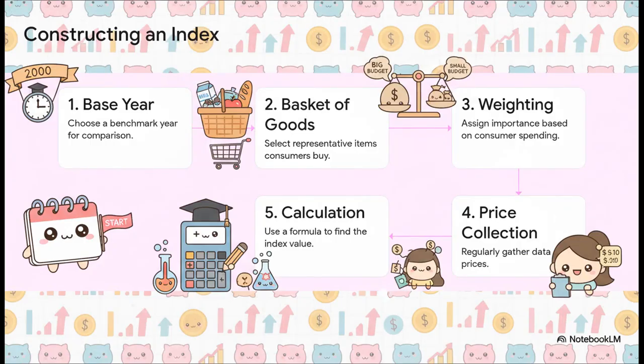Building one of these thermometers is a pretty careful 5-step process. First, you pick a base year, which is just a normal year that you can use for comparison. Second, you create a representative basket of goods. Think of it as a typical shopping list for an average family. Third, and this part is so important, you give a weight to each item. So fuel gets a much bigger weight than, say, salt, because we spend a lot more of our budget on it. Fourth, you go out and collect all the price data. And finally, you plug everything into a formula to get your index value.